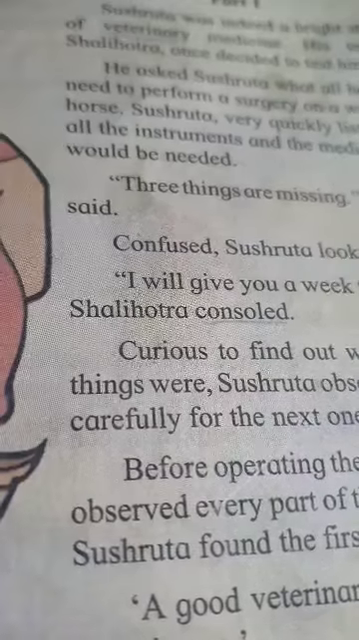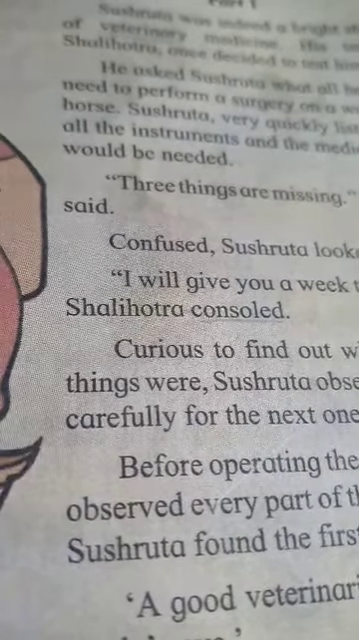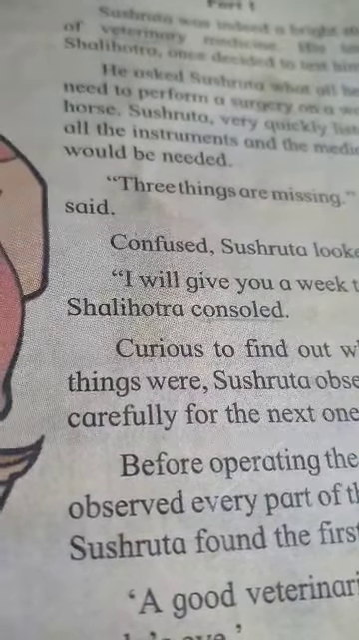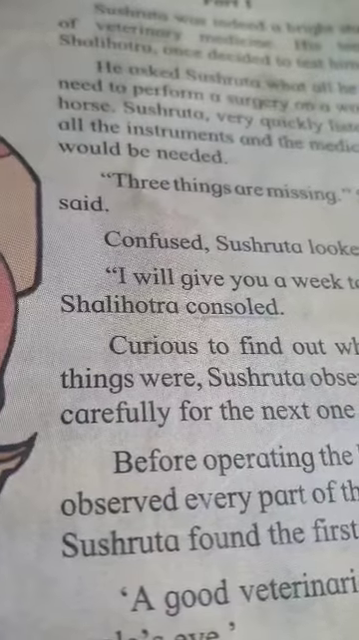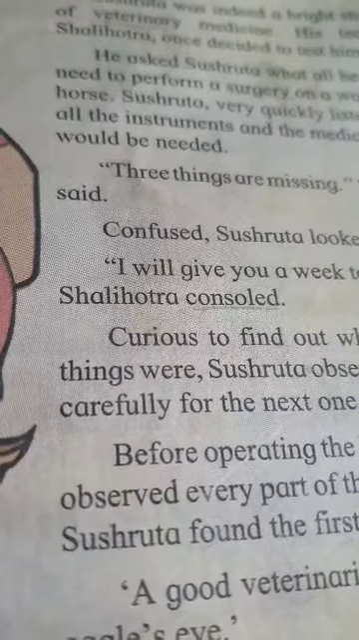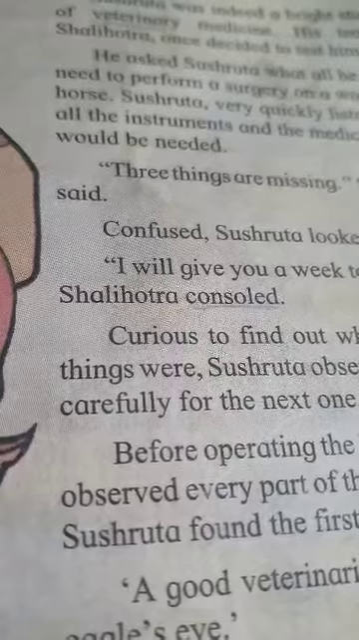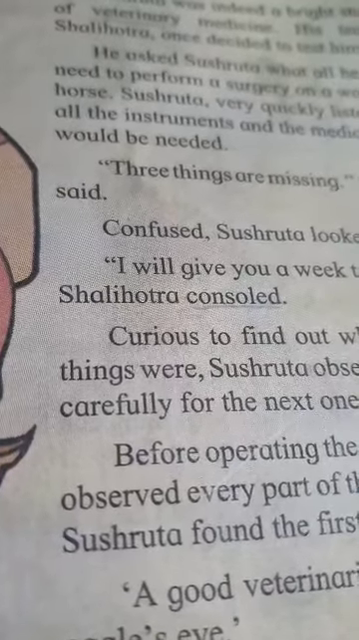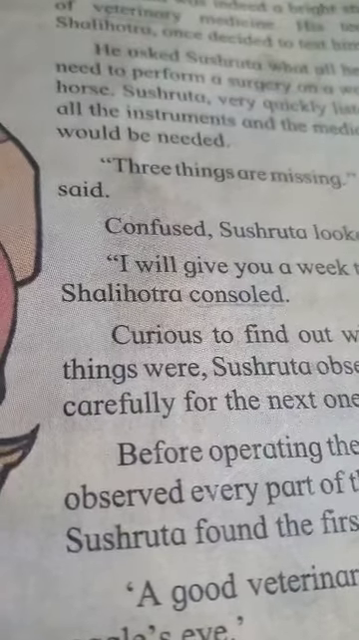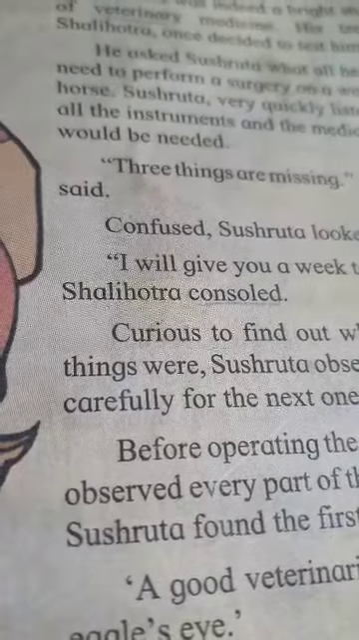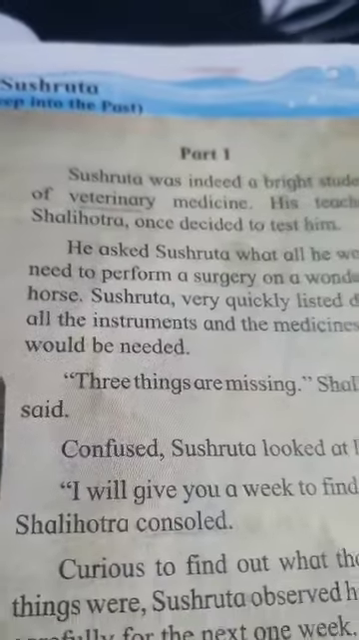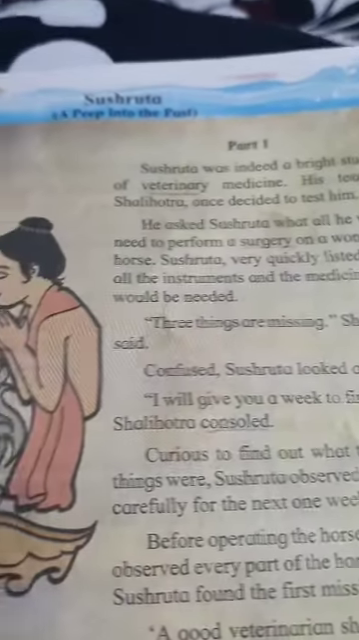Now, in part 1, Sushruta talks about Sushruta, a bright veterinary student, and his teacher Shalihotra, who decided to test him. Shalihotra asked Sushruta to list down the equipment needed to perform a surgery. Sushruta had everything right but missed three things, which he found out through careful observation of his teacher. So, let us start with part 1 on page number 64.